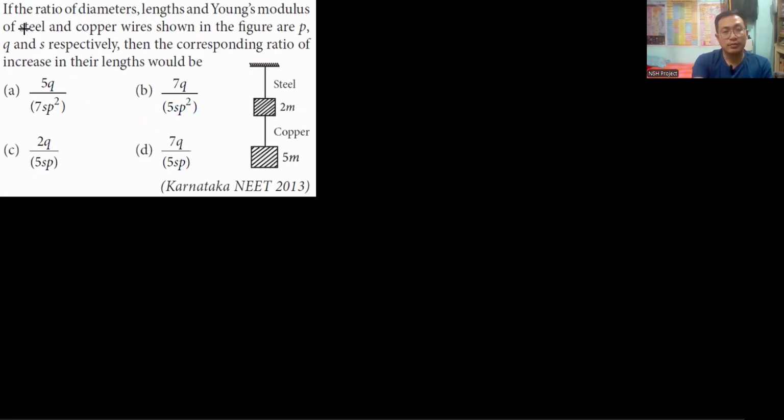Next question. If the ratio of diameters, lengths, and Young's modulus of steel and copper wires shown in the figure are this respectively, then the corresponding ratio of increase in their lengths would be. So, okay, very simple.